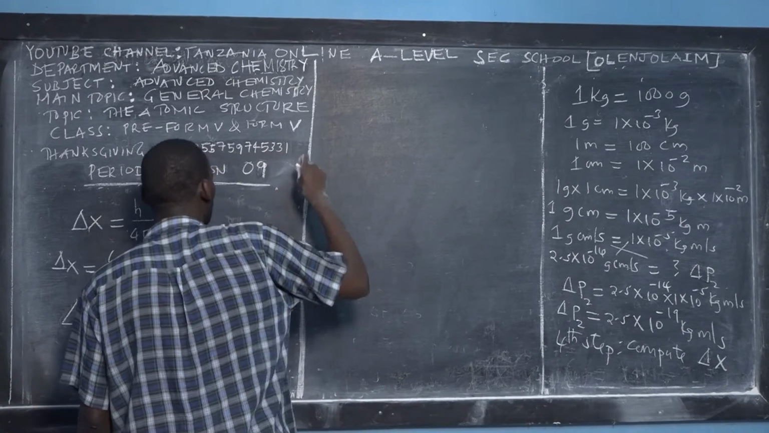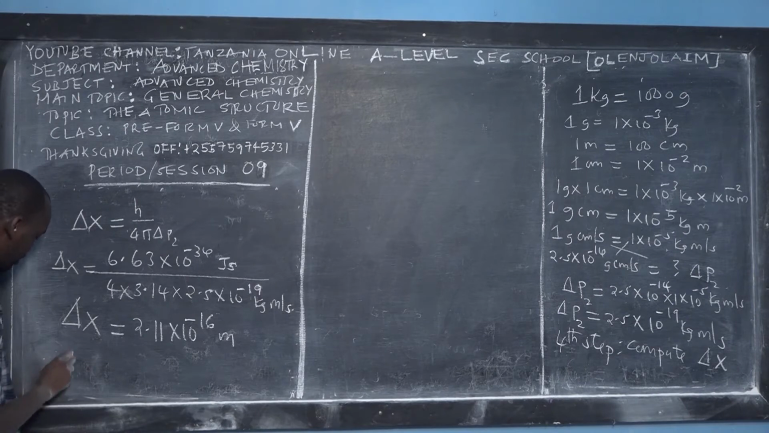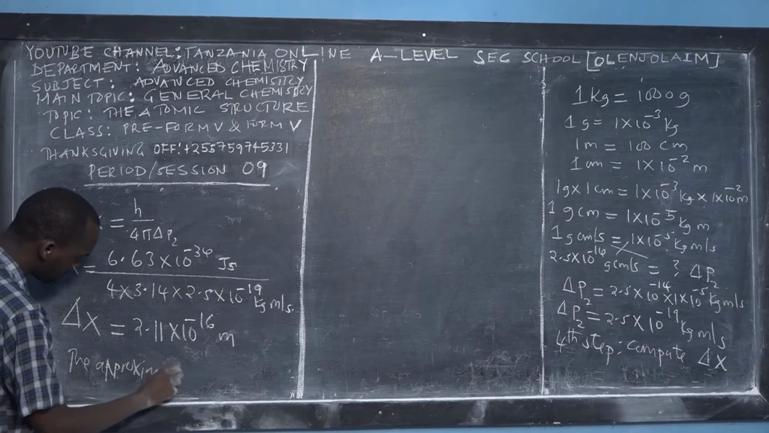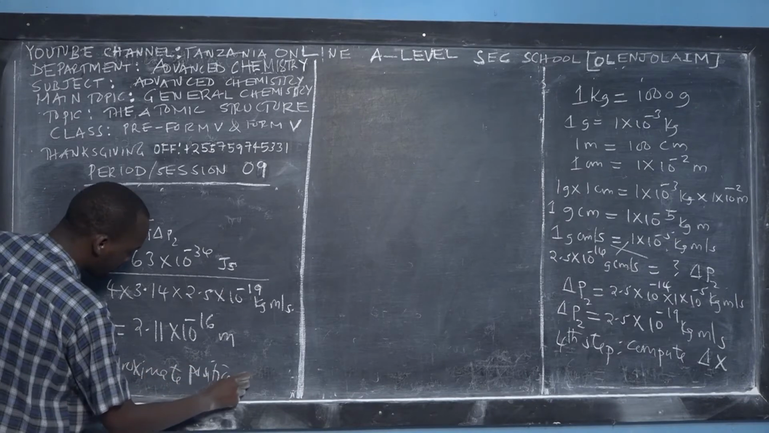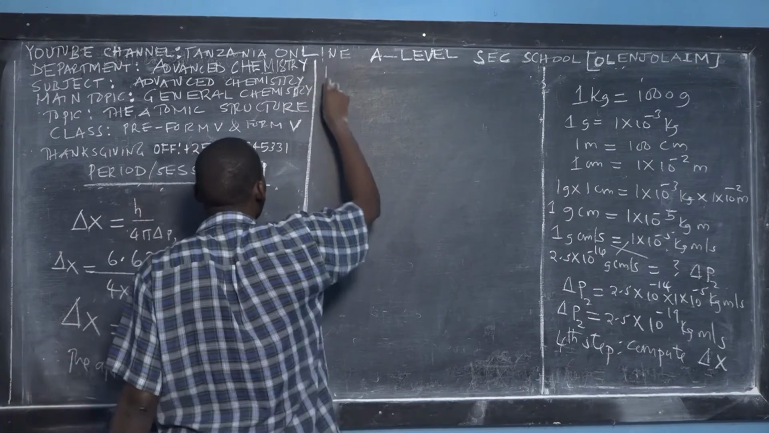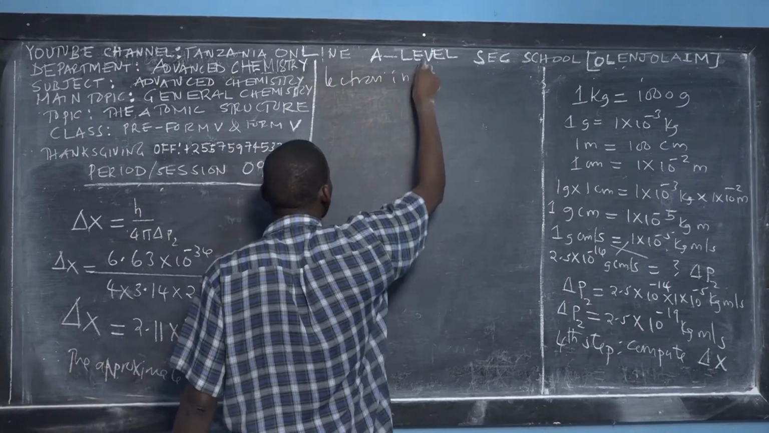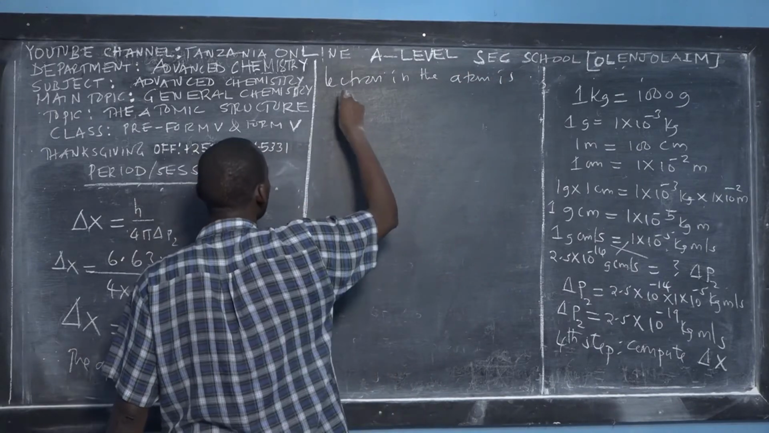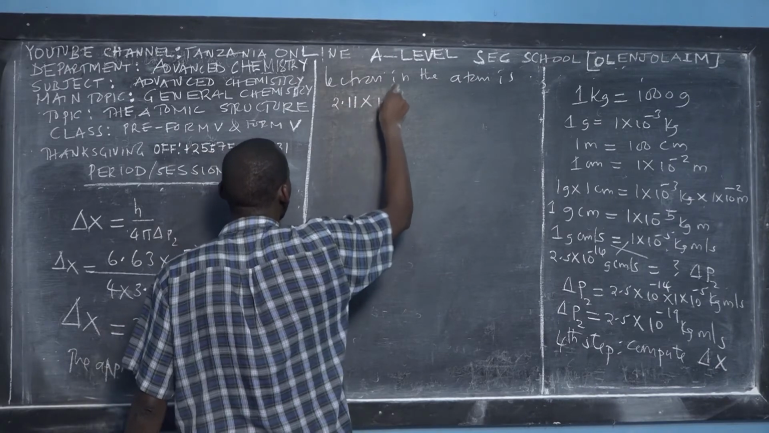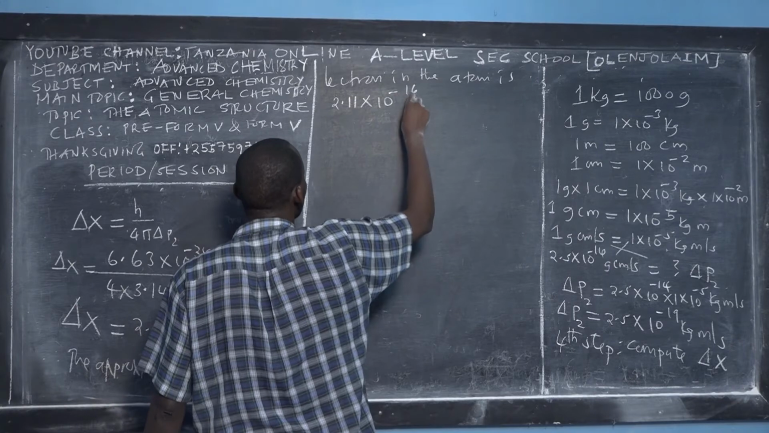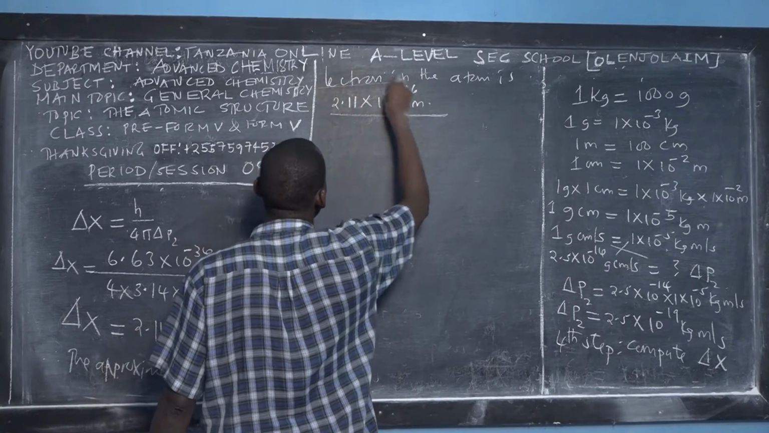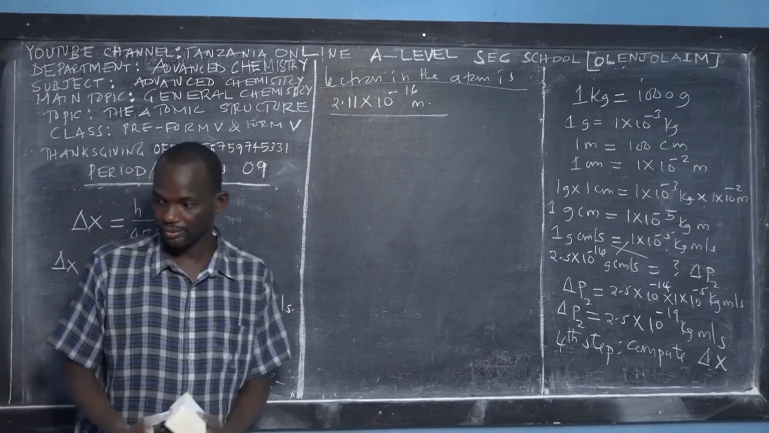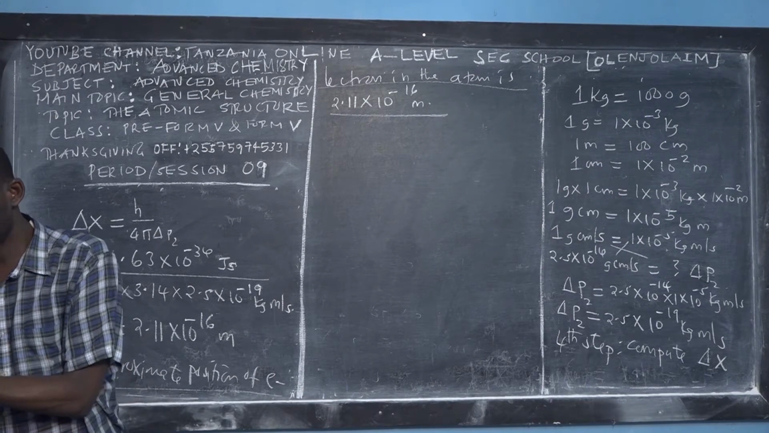So then we say that the approximate position of the electron in the atom is 2 into 1 exponent negative 16 meter. So this is the response. Okay, good.